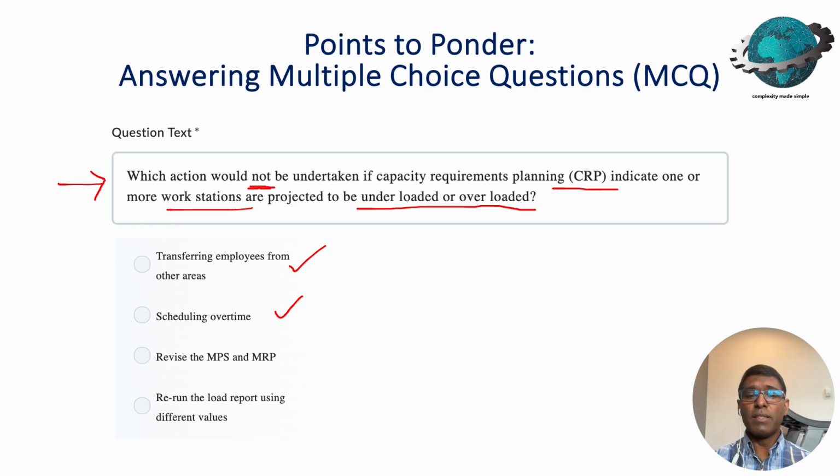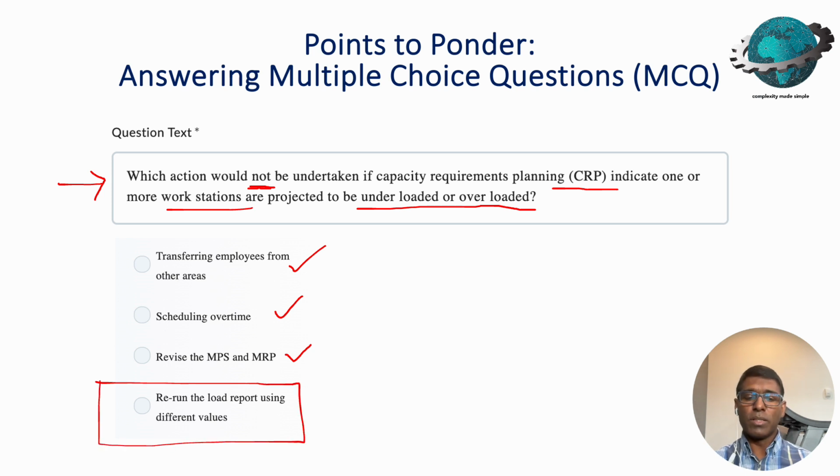Would we revise the MPS, go back to your production planner, tell him or her to relook at the master production schedule, to relook at the materials requirements plan and decide what you do? Yes, that is a possibility as well, so we would do that. So by default in this particular example, that's left.